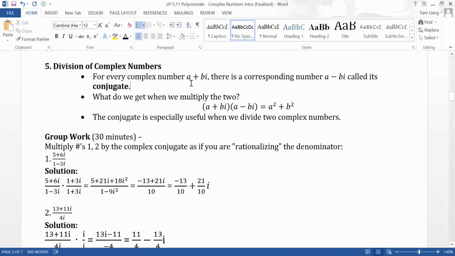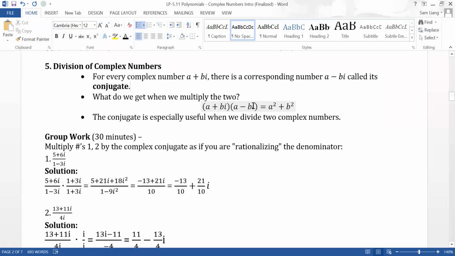Likewise, we have a conjugate for complex numbers. A follow-up question is, what do we get when we multiply the two? If you multiply a complex number by its conjugate, you get a squared plus b squared, because you get a times a is a squared, then a times -bi, which is -abi, then bi times a, which is plus abi. So that'll be 0. And then lastly, we have bi times -bi, which is -b squared i squared.